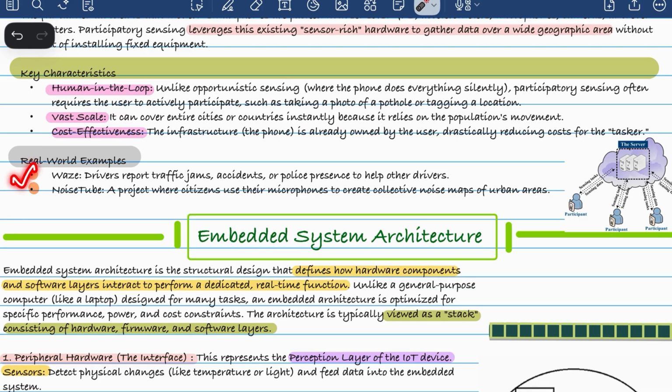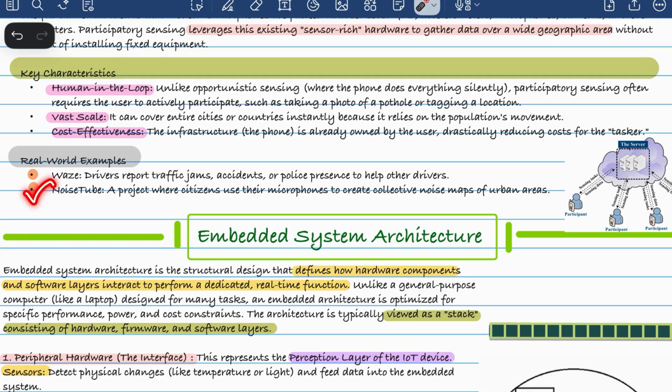So first is the Waze or Google Maps crowdsourcing. When you are driving and encounter an unexpected traffic jam, an accident or a speed trap, you actively tap your screen to report it. That single manual action updates the central cloud server, instantly altering the navigation route for thousands of other drivers behind you. This is participatory sensing in action.